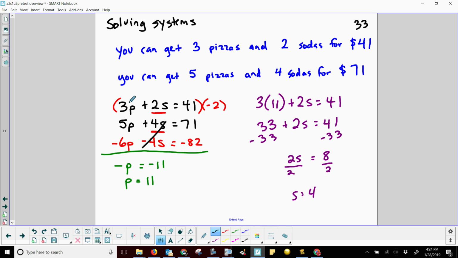Well, let's just go back to 3 pizzas plus 2 sodas is 41. Since a pizza is 11, multiply, subtract, divide. A soda is $4. And another way to double check, well, if sodas are 4 and pizzas are 11, do 3 pizzas and 2 sodas make 41? 33 and 8 make 41. So yeah.